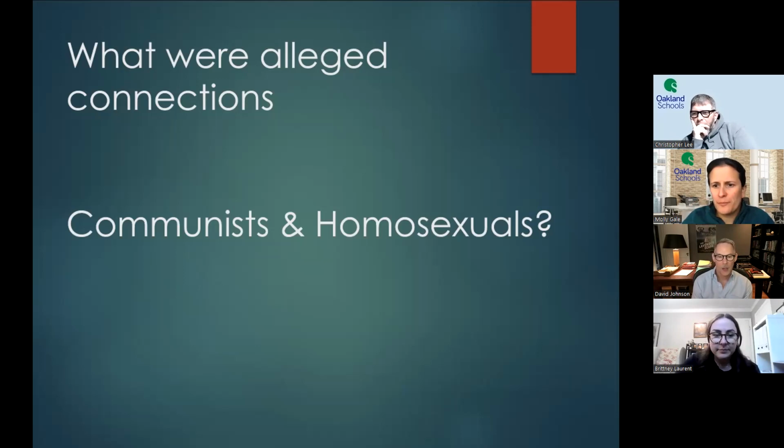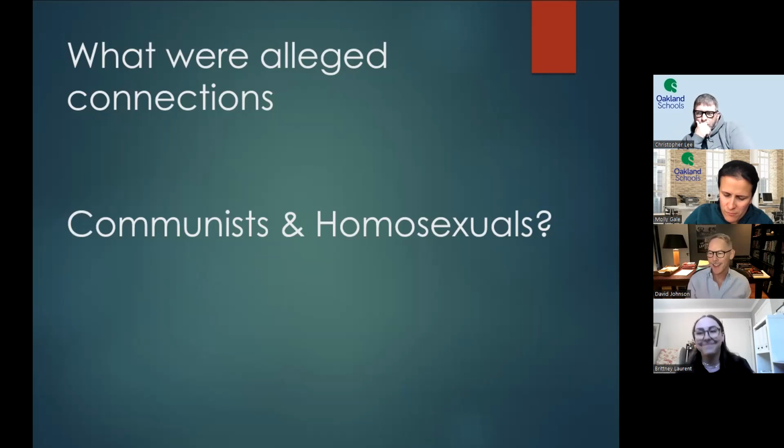Right. Excellent. Yes. So even though the official connection is through blackmail, there are all these other ways in which the groups get conflated, right? They're both considered weak in some way, psychologically weak, right? Because no sane person could be a communist, right? It must be evidence of some sort of psychological disturbance. Same thing with homosexuality.